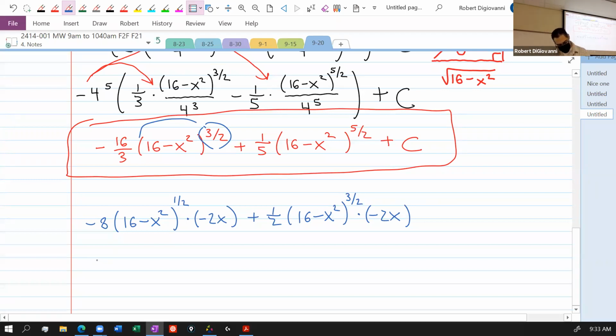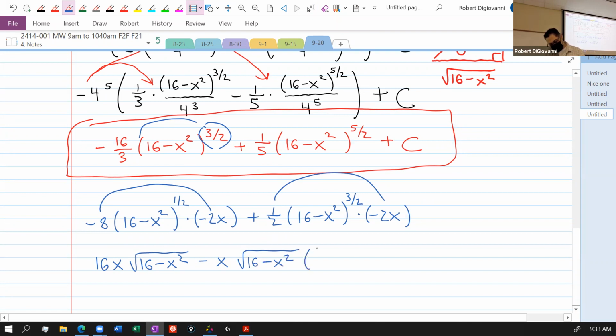So let me clean this up. I'm doing the -8 and -2x, so 16x. Then that's the square root of 16 minus x squared, isn't it? And then this one over here, I can put those two together. So that becomes minus x. And this right here is the square root of 16 minus x squared times 16 minus x squared. I'm doing this just because I know where I'm headed. This to the 3/2 is the same as the square root of it times itself, because this is a 1, that's a 1/2. You add them together, you get 3/2.